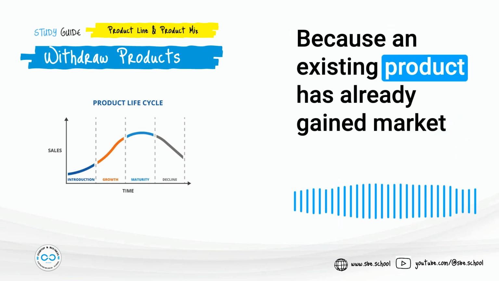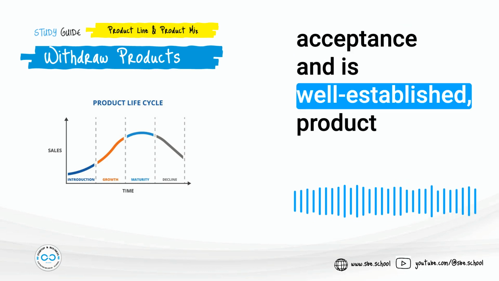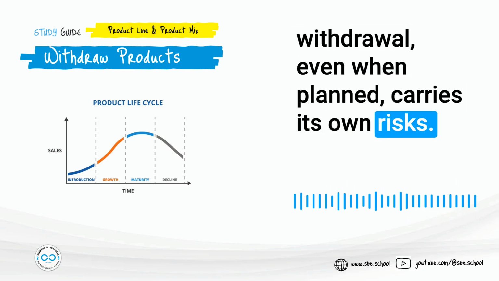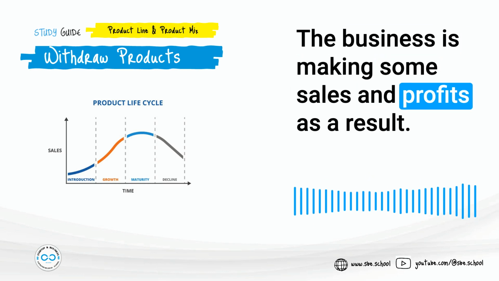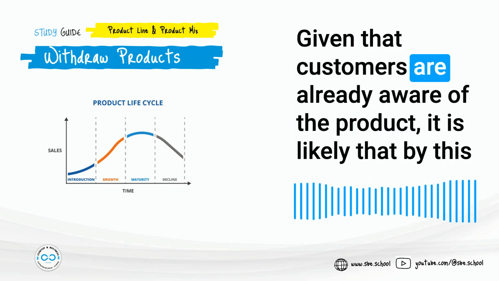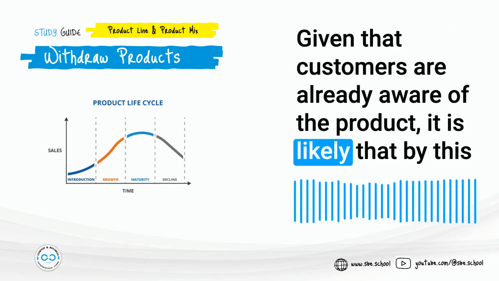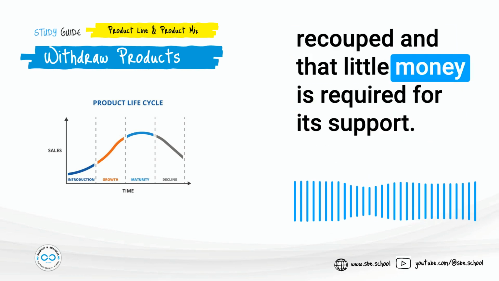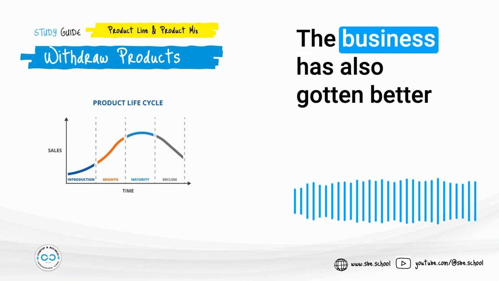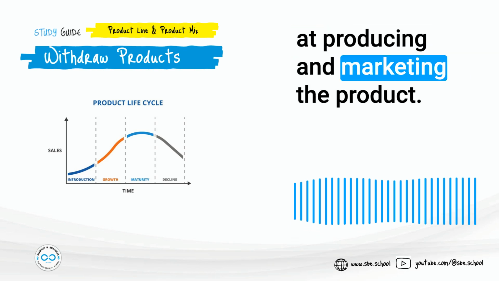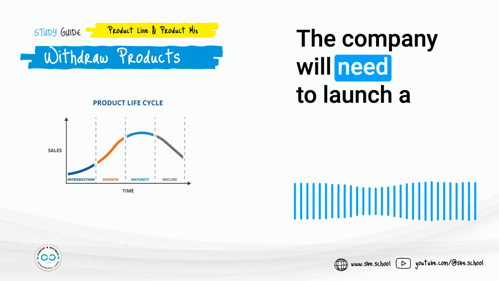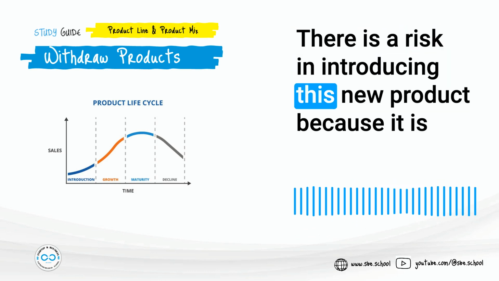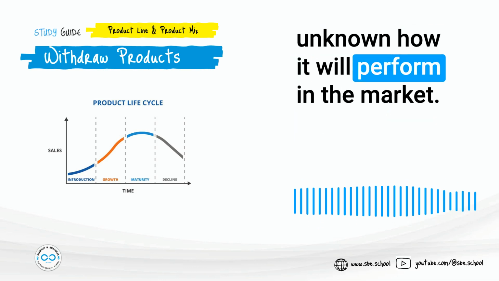Because an existing product has already gained market acceptance and is well established, product withdrawal, even when planned, carries its own risks. The business is making some sales and profits as a result. Given that customers are already aware of the product, it is likely that by this point the costs associated with its development have been recouped and that little money is required for its support. The business has also gotten better at producing and marketing the product. The company will need to launch a replacement product after it is withdrawn. There is a risk in introducing this new product because it is unknown how it will perform in the market.